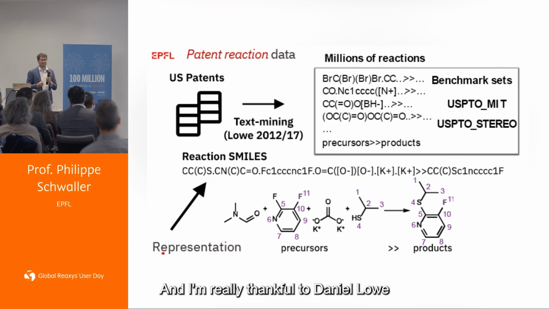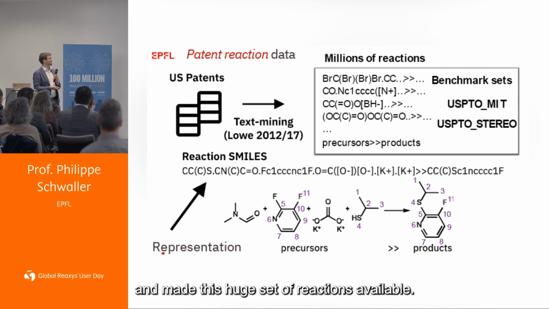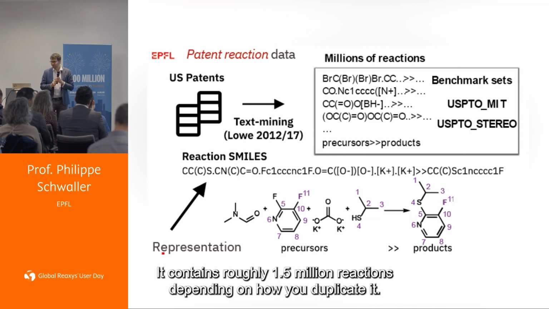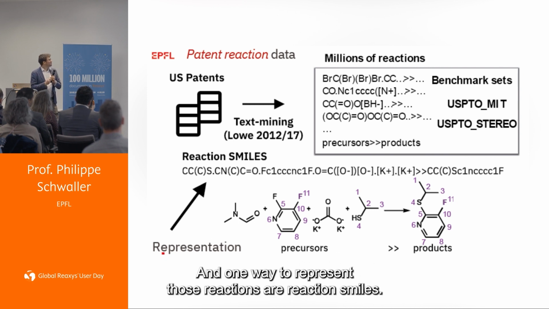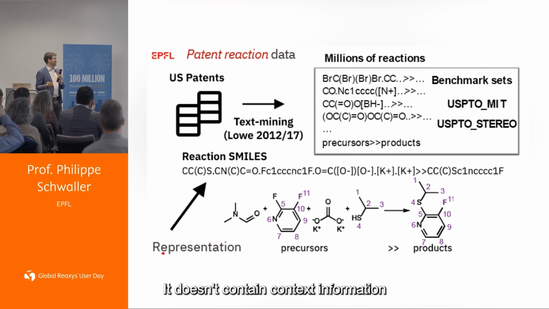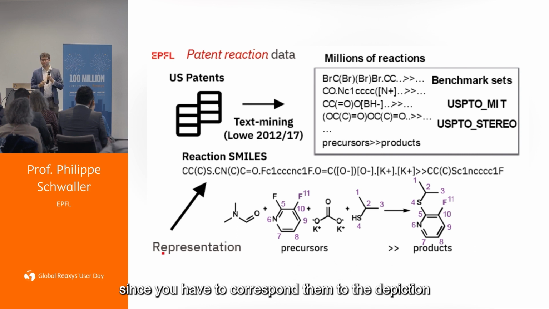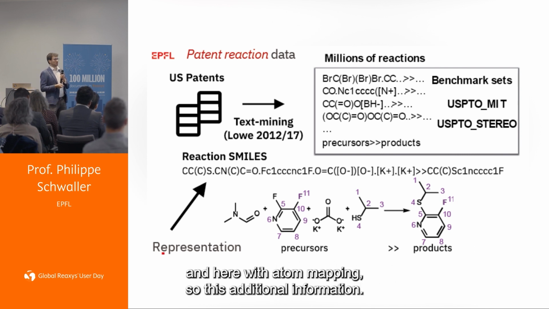And there I'm really thankful to Daniel Lowe, who text mined the US patents and made this huge set of reactions available. It contains roughly 1 million, 1.5 million reactions depending on how you deduplicate it. And one way to represent those reactions is reaction SMILES. It doesn't contain context information, but it contains the graphical information of those molecules. And here you have the corresponding 2D depiction, and here with atom mapping, so this additional information.